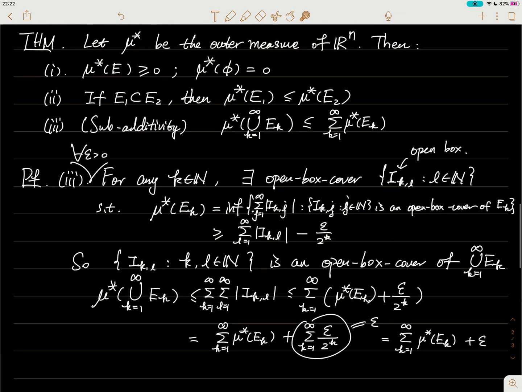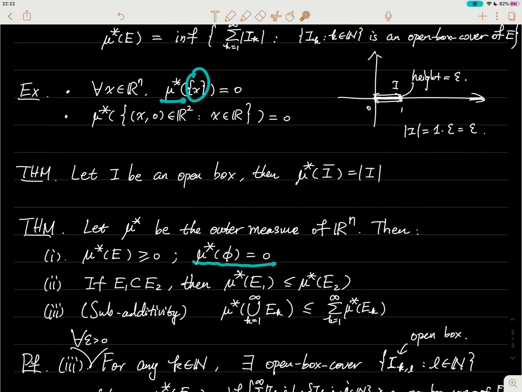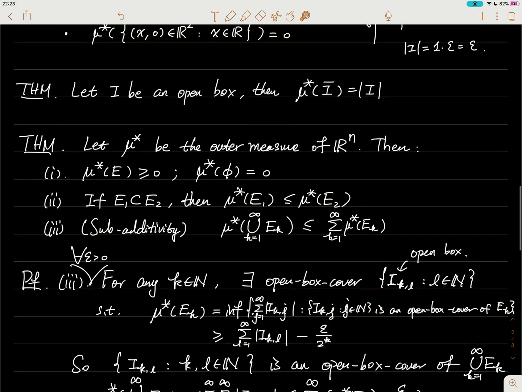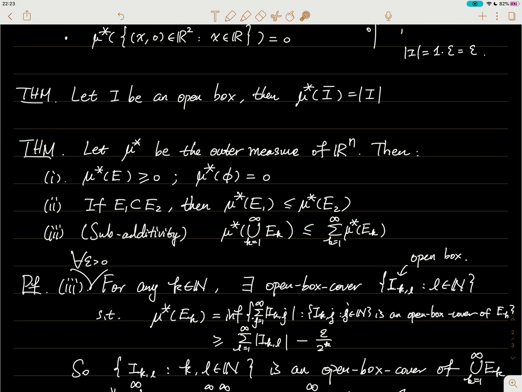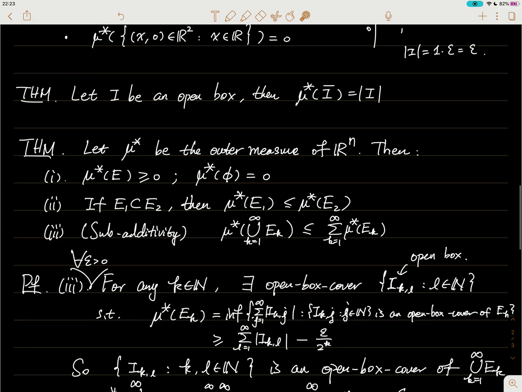I want to make a few remarks about the theorem here. The first one is that the outer measure is always greater than or equal to 0, so it's always non-negative. And we know that the empty set has outer measure 0. But there could also be non-empty sets that have outer measure 0. We have shown two examples before. For example, a single point has outer measure 0. A line in the 2-dimensional space has outer measure 0. A plane in the 3-dimensional space also has outer measure 0. So the empty set has outer measure 0, but a set having outer measure 0 doesn't mean that it is the empty set. That's the first remark I want to make here.